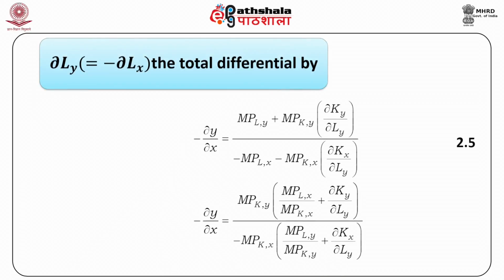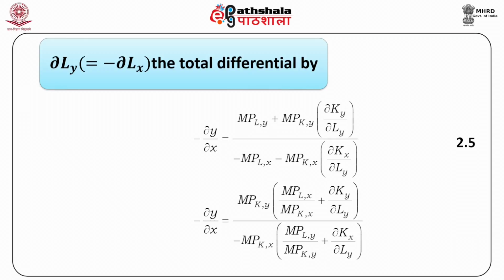Now, dividing the total differential by del Ly is equal to minus del Lx, we find that minus of del y upon del x, which is the slope of the production possibility frontier, is equal to MPLY plus MPKY whole into del ky by del Ly whole divided by minus MPLX minus MPKX into del kx upon del Lx. This is equation number 2.5.